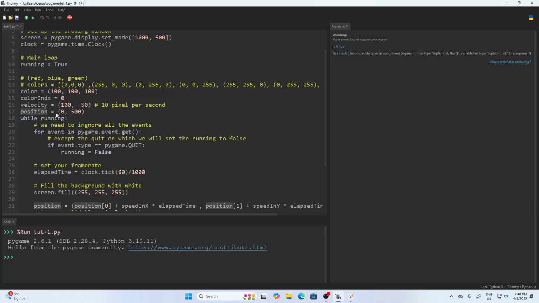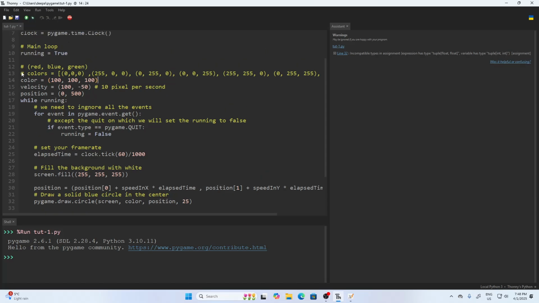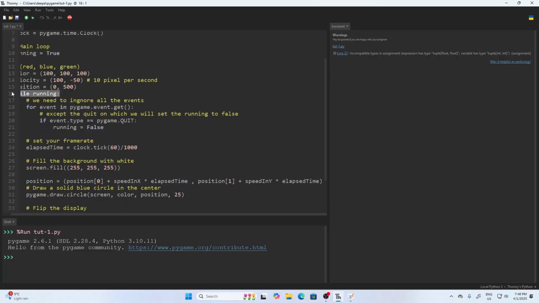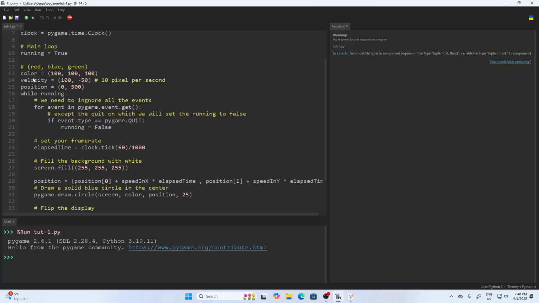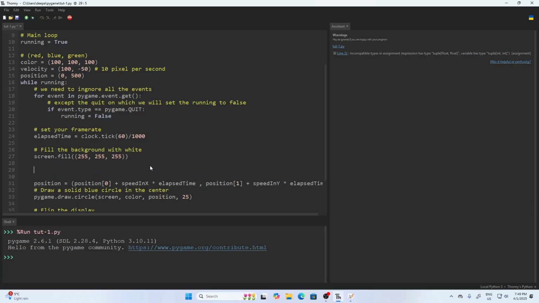Now we don't need color index, we can remove that now. We need a color. And we can remove this also, we don't need it. Okay, so we got our color, velocity and position vector. Now as we said, every time the object is moving, we need to first calculate the displacement vector. So we'll use the displacement vector.